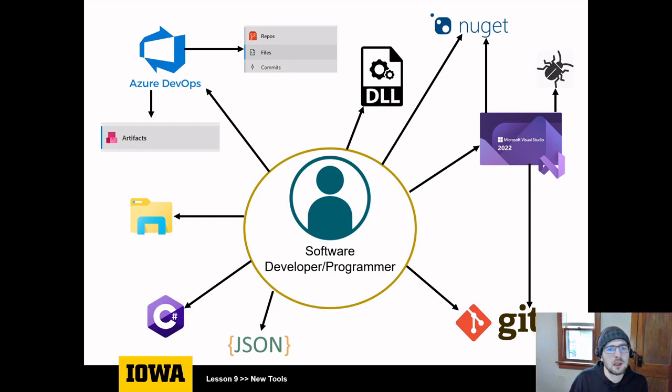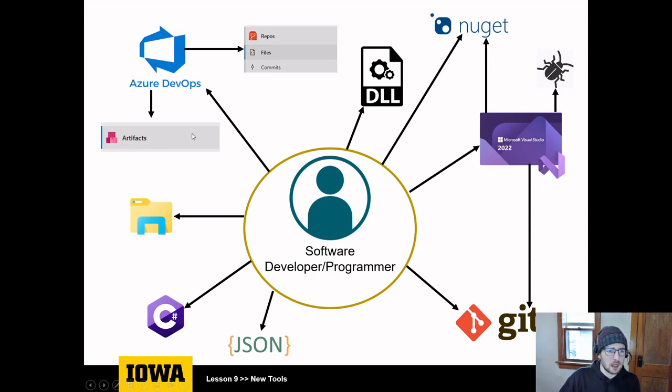Okay, so this is our updated tool graph, our tool diagram, and you can see the new things added are in Azure DevOps. We're going to be talking about this artifact section in Azure DevOps. We're going to be talking about DLLs here, and we're going to be talking about NuGet. And we'll be using NuGet, but we'll be using it through Visual Studio. There's great integration between Visual Studio and NuGet, so that's how we'll be interfacing with NuGet.